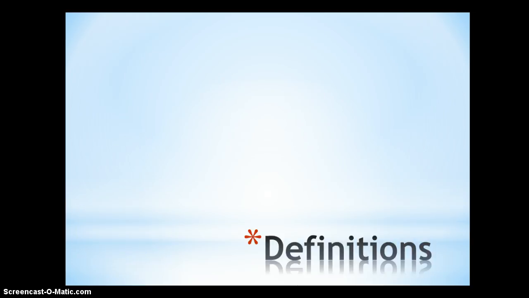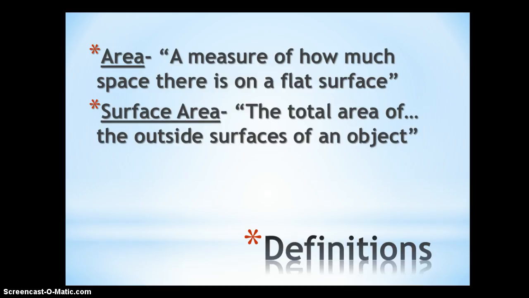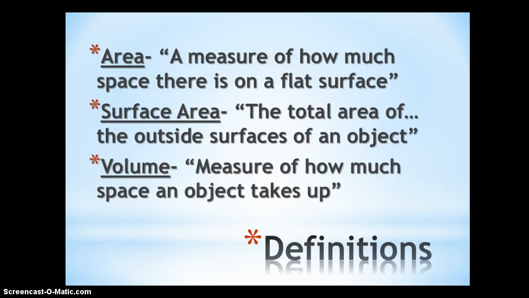Here are some basic definitions. Area, a measure of how much space there is on a flat surface. Surface area, on the other hand, is the total area of the outside surfaces of an object. Just a quick hint here, area will always be a 2-dimensional object. The surface area of something would be a 3-dimensional object because you're measuring all the surfaces, and a 2-dimensional object only has one surface. Volume is the measure of how much space an object takes up.